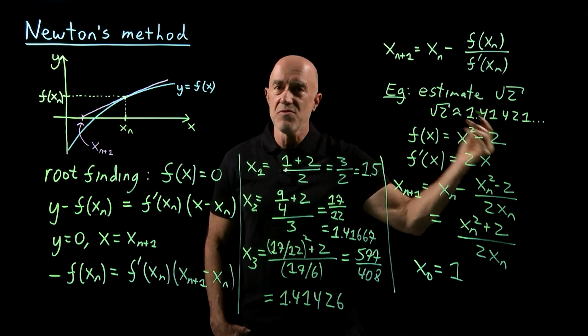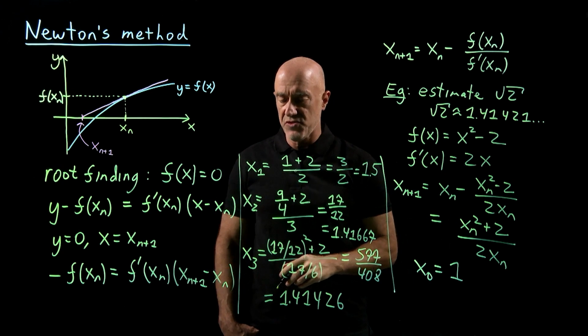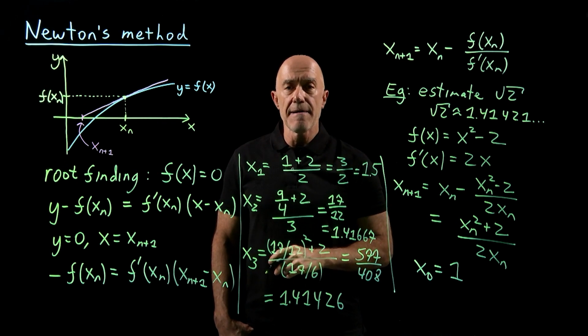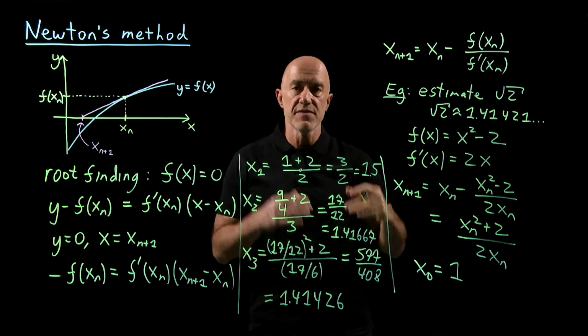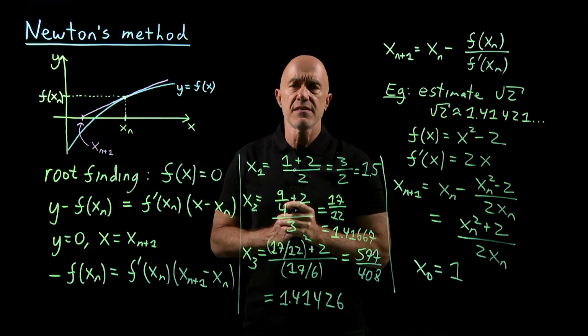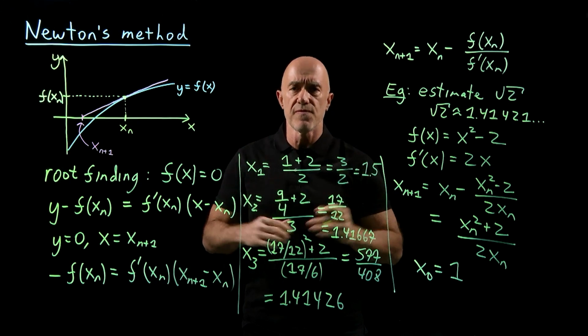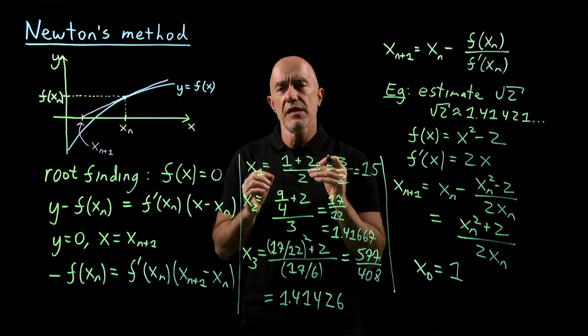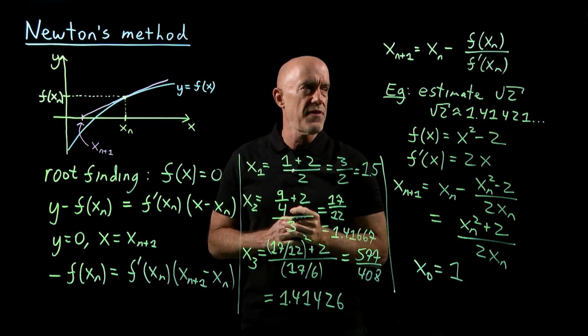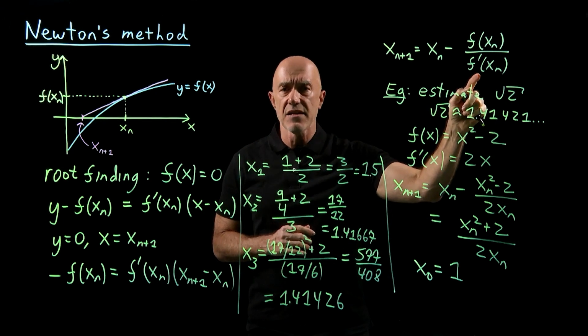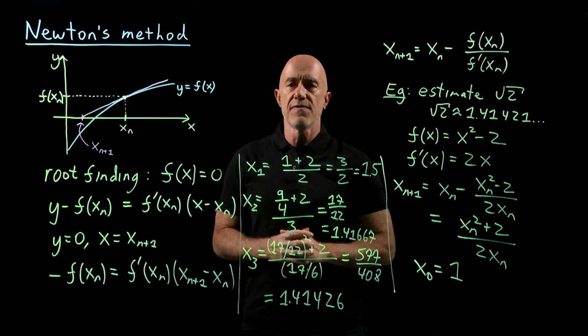So the next one, x4, will be extremely accurate. Newton's method converges very fast. In fact, it's the fastest converging root finding method. The only difficulty of Newton's method is you need to find analytically the derivative of the function.